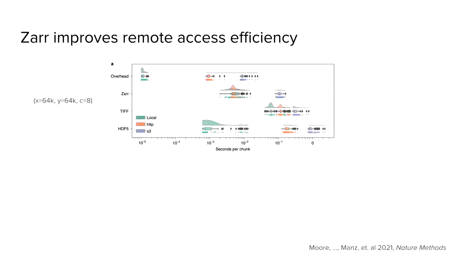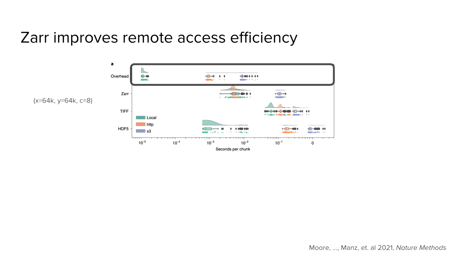So in the original NGFF paper, we benchmarked how ZARR improves the remote access efficiency of these data compared to existing formats. The y-axis here shows different formats, and the x-axis is seconds per chunk. The benchmark we were running was to assess the time it took to read individual chunks from disk for different environments: a local file system, HTTP, and S3.